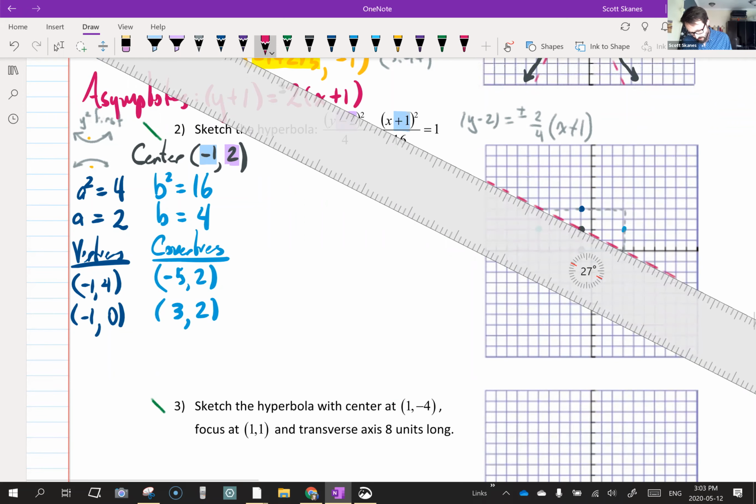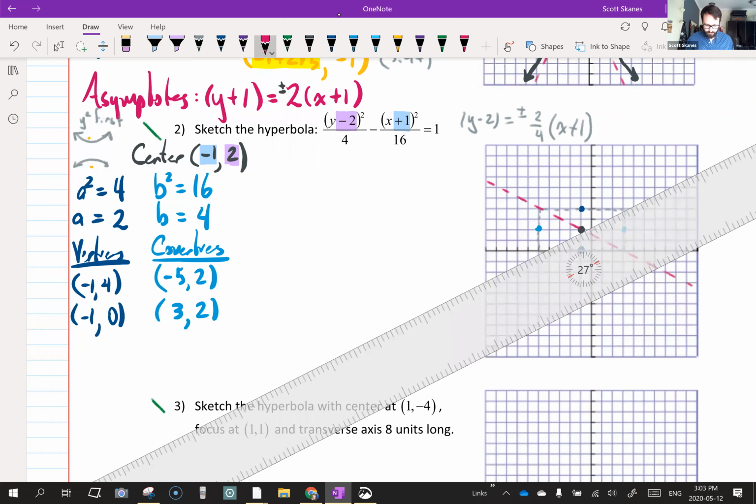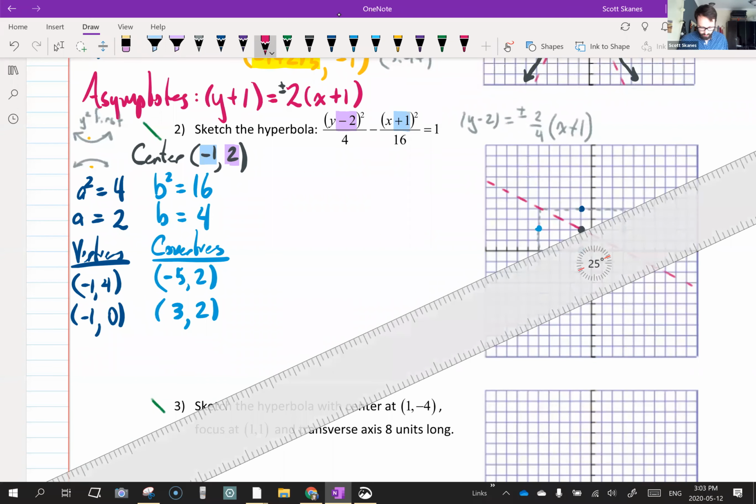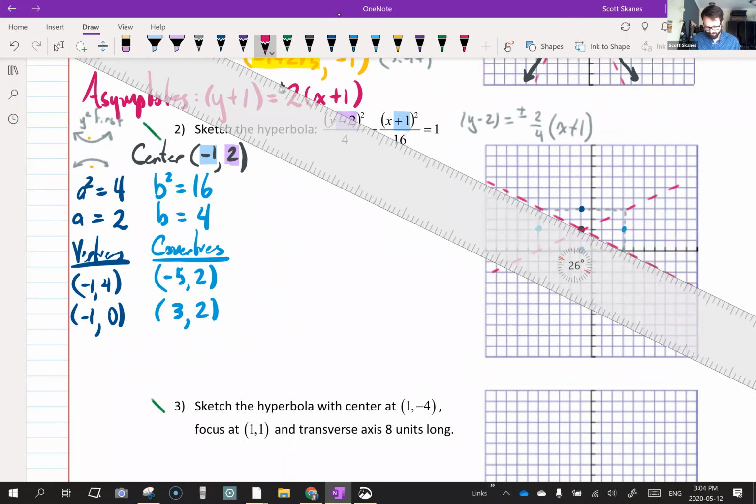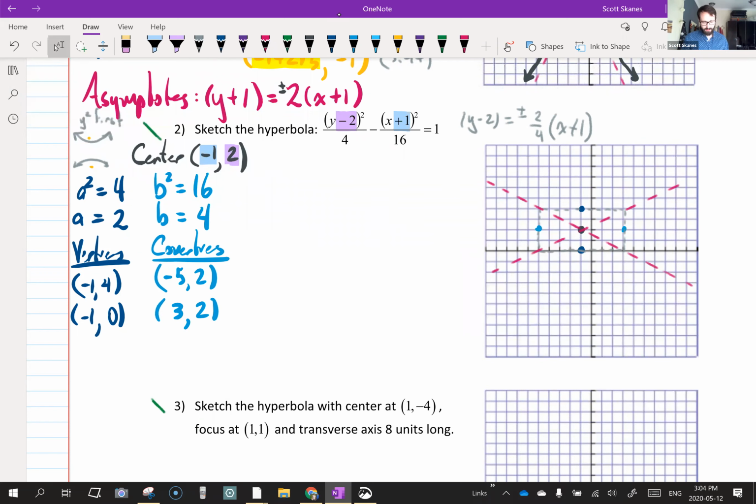Asymptote, asymptote. Okay, I messed up my asymptotes here. I think it should have been 25 degrees down there, but I'm just going to have to live with it. I'm going to have an imperfect hyperbola, but that's okay.